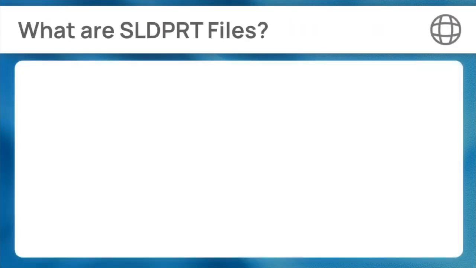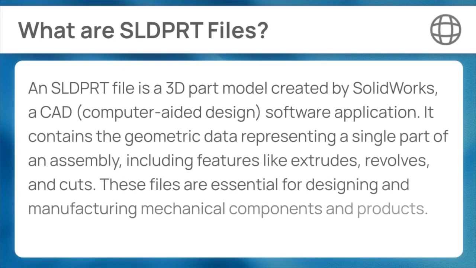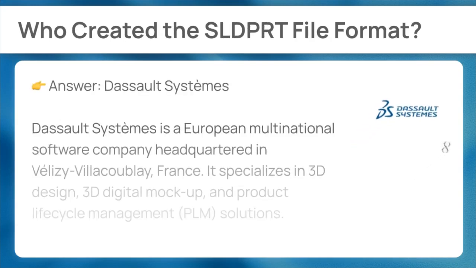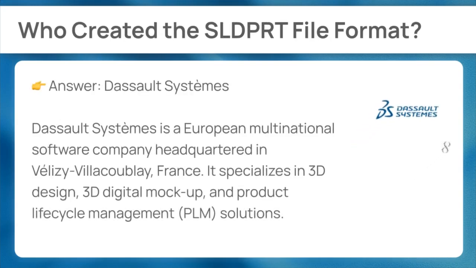An SLDPRT file is a 3D part model created by SolidWorks, a CAD, computer-aided design, software application. It contains the geometric data representing a single part of an assembly, including features like extrudes, revolves, and cuts. These files are essential for designing and manufacturing mechanical components and products.